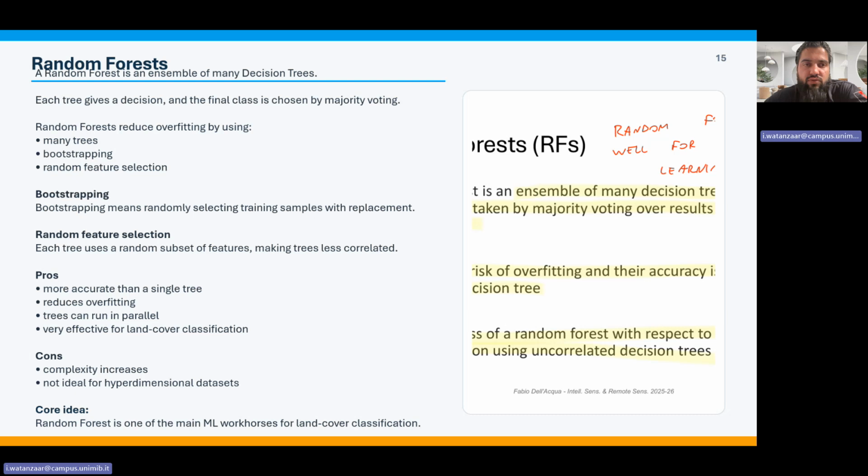Each tree gives a decision, and the final class is chosen by majority voting. That's really important. Multiple trees initially decide about a certain pixel, but after that they vote, and the majority decides which class it is. Here we are defining how the random forest reduces overfitting by using many trees.